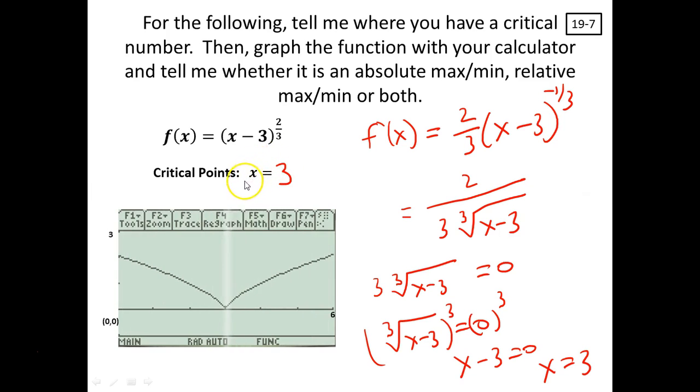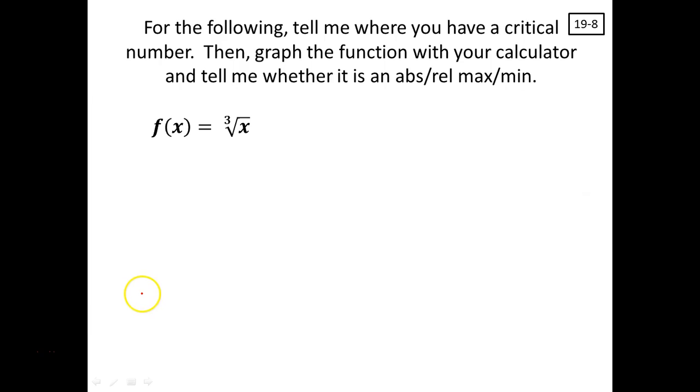Now when you graph it, take a look. You have x equals 3, you have this point, and the graph is going to continue. So this is both an absolute and a relative minimum for this problem. All right, let's do another. Same question, but now you're using the cube root of x. So please pause this video and give it a go.